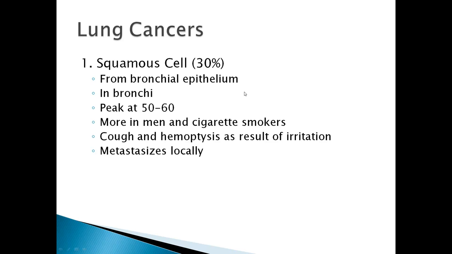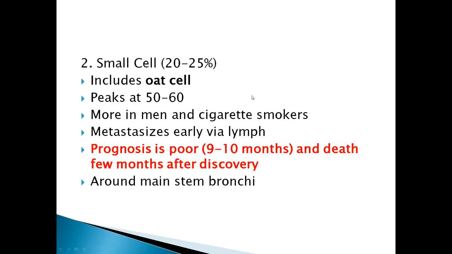So let's talk about lung cancers, different kinds of lung cancers. There is squamous cell lung cancer. That usually happens between 50 and 60 years, more in men and cigarette smokers. It metastasizes locally. Notice that's 30% of the patients. Then there's small cell. It's also called oat cell lung cancer. Same age period of patients that developed this one. It metastasizes early through the lymph system. This is a bad one because the prognosis is very poor. 9 to 10 months, death usually a few months after. So a very virulent form of cancer.